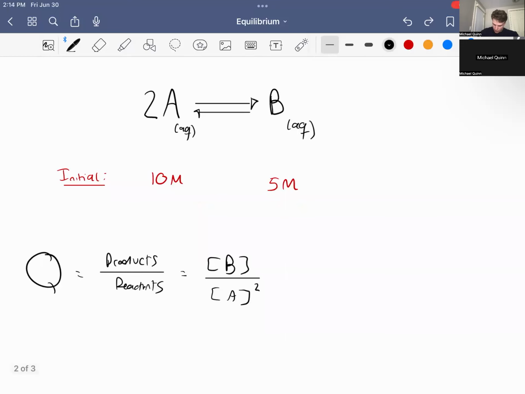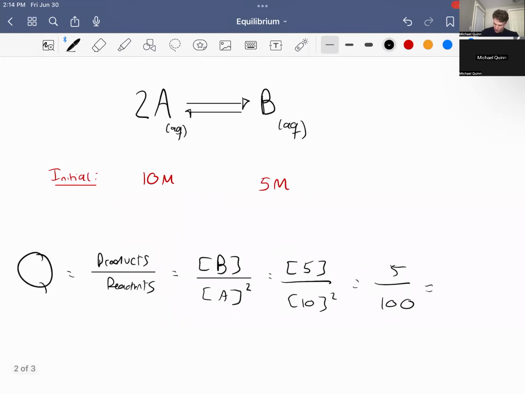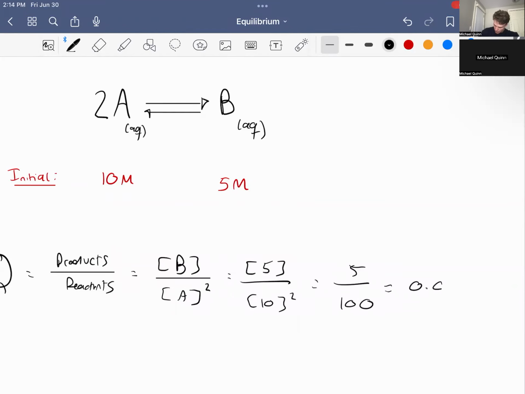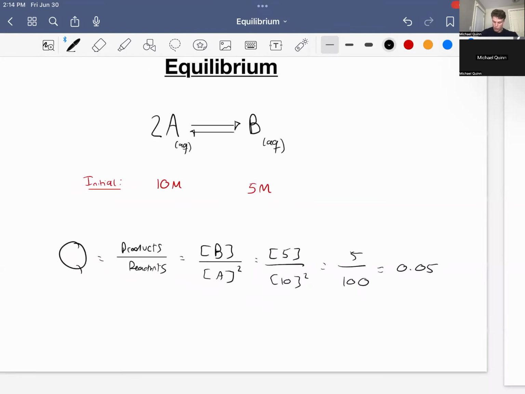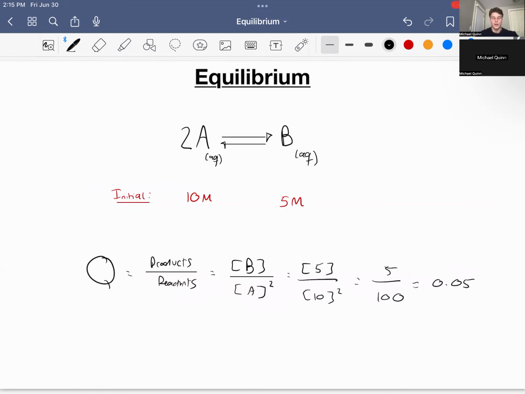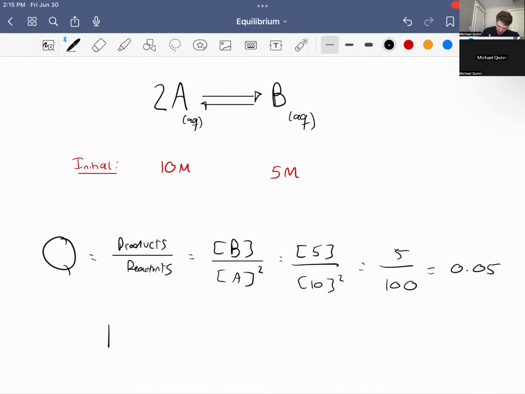So we can actually solve for Q here. Q is our initial value. So the concentration of B is 5 and the concentration of A is 10 squared. So this is 5 over 100, right? And this is going to be equal to 0.05. So Q is 0.05.